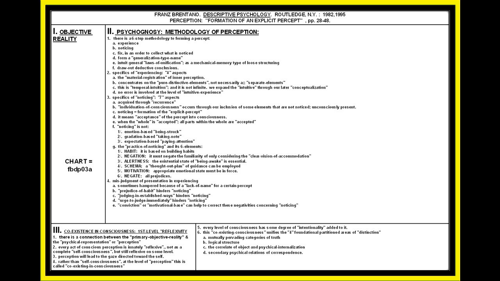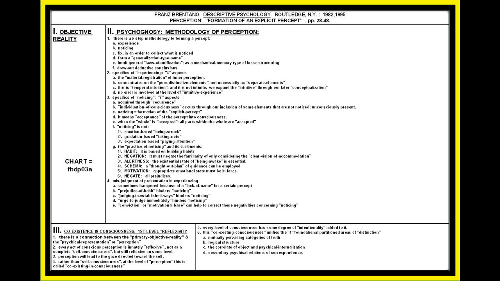Now, misjudgment when forming an explicit percept can happen when we simply lack a name for a percept that we're trying to form, or if we have a prejudice of habit that's hindering us, or we're just judging according to established ways and not willing to go out of that familiarity, and trying to judge too immediately without really considering all aspects. But basically, conviction or motivational base can help us to negate all of these negative aspects that try to hinder our judgment.